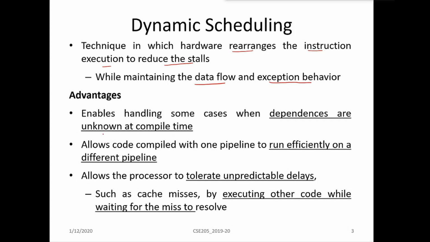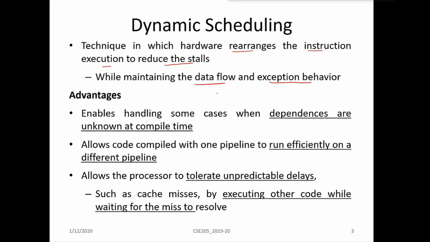So what is the advantage compared to the compiler's static scheduling? First, it enables handling some cases when dependencies are unknown at compile time. The compiler doesn't know what value something is going to take, so if something is value oriented, we don't know that at compile time. But this can be resolved during dynamic scheduling. Something you do not know at compile time may be known at runtime, so those cases can be handled at runtime.